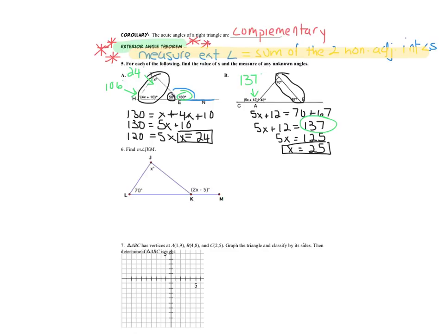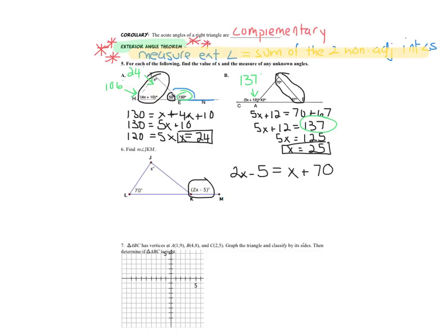All right, last one like this. It's telling me to find the measure of JKM. So angle JKM is this exterior angle, so I'm going to use the exterior angle theorem. 2x minus 5 is equal to x plus 70. It's the two non-adjacent interior angles.